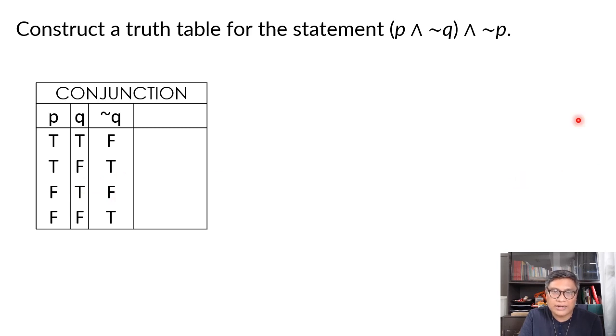Then I can now have the first one. Here I have P and not Q. So the word is and, that is conjunction. So both should be true so that the conjunction is true. So true and false is false, true and true is true, false and false is false, false and true is false. So we have the result already. So this one represents what is in the parentheses. Then we create another table.